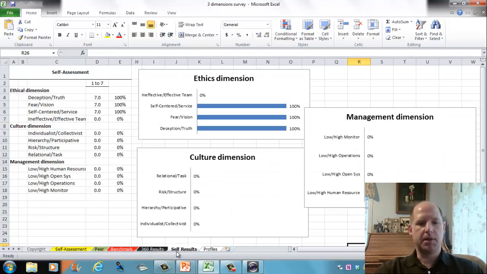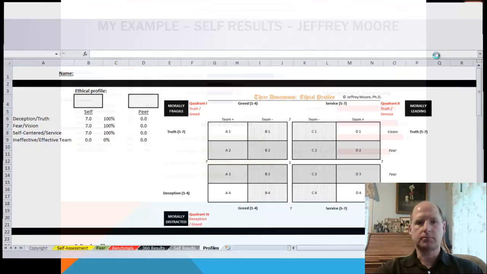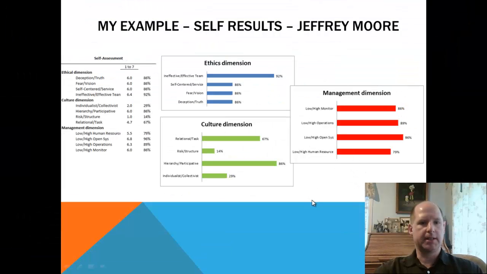But for our piece, what we're interested in are the profiles. Things come in either self results. You see that tab, self results. When you put your scores in the self-assessment tab, these all come out here giving you your assessment. Then you come over to the profiles tab, and I'll walk you through that piece as well. Again, in my example, I put in my self-assessment, and you see here some of the scores on the ethical dimension, culture dimension, and management dimension, and the graphs that come out.